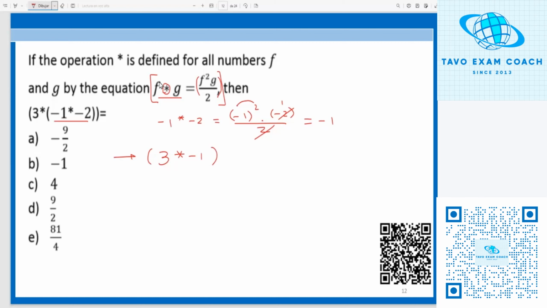So again, we apply the definition. It's 3 squared times -1 over 2. This is -9 over 2. Option A.